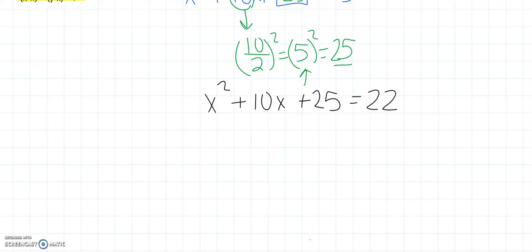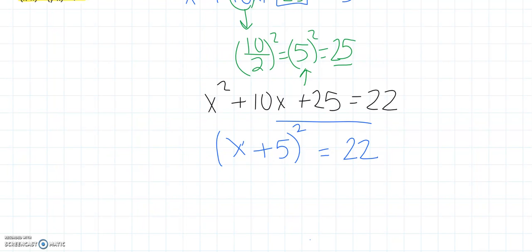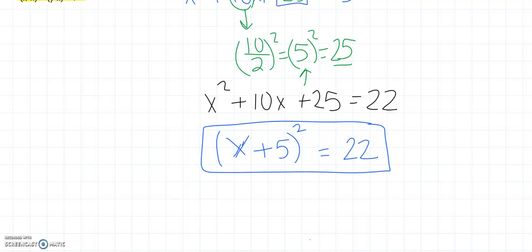All right, so now we're ready to show the left side factored. This is a perfect trinomial square. What is the square root of the first term? That would be x. What is the square root of the last term? That would be 5. So in essence, this is x plus 5 squared is equal to 22. Our goal for now is just to leave the quadratic like that, in order to find the center of the circle and the radius.